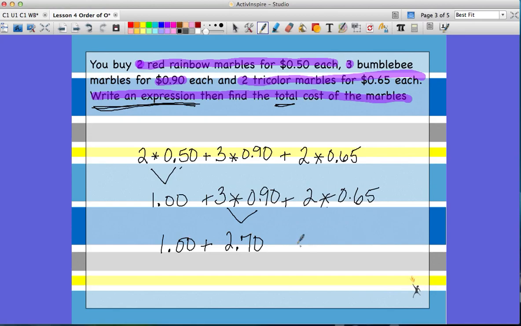Bring down the dollar because I haven't used that yet. Bring down the addition sign, the 2, multiplication, and the 65 cents. Again, it's still addition, addition, multiplication. Multiplication comes first. So 2 times 65 cents. Okay, so I'm going to bring down my dollar, bring down my $2.70, and then 2 times 65 cents is going to give me $1.30.